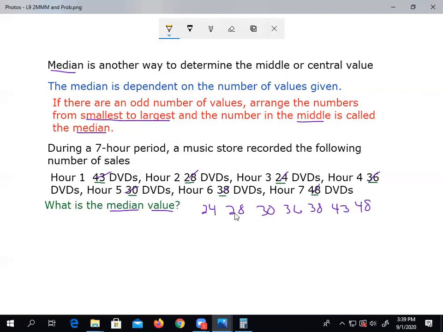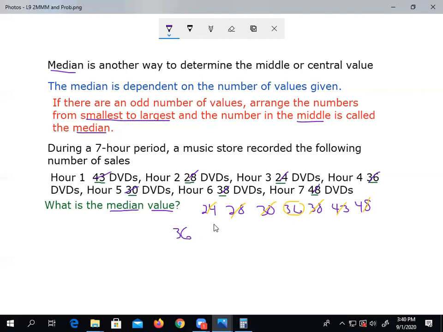So then we just kind of work our way to the middle. So we mark out the outer ones, we keep marking out the outer ones, and we keep marking out the outer ones until we're just left with the middle one. So the one left over in the middle is what's called the median. So our answer to this problem is the 36. The 36 is the middle value, or the central value here, or we call it the median in this case, since we did this strategy on it.